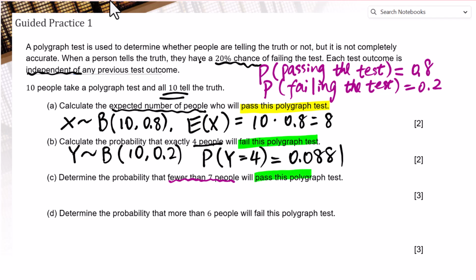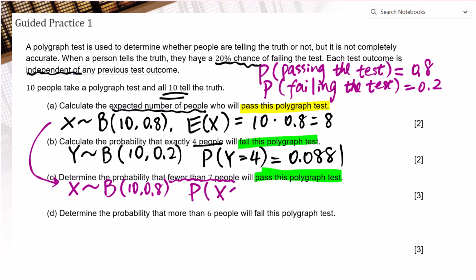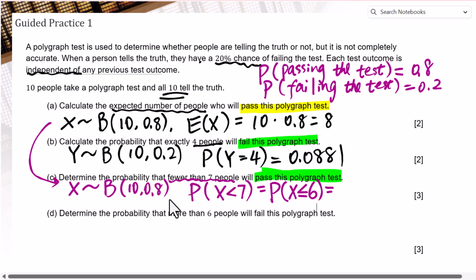The probability of passing this test is 0.8. X follows binomial distribution 10, 0.8. We are looking for the probability of X less than 7, which is the probability of X less than or equal to 6. Less than means less. 6 is the upper bound. 0 is the lower bound.